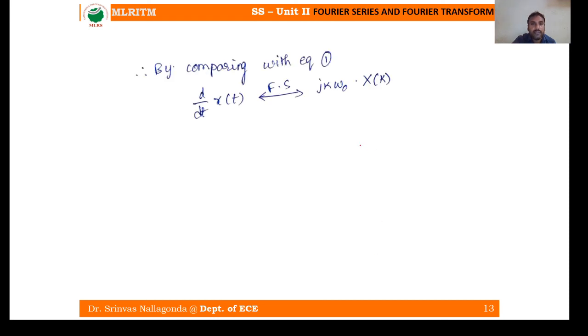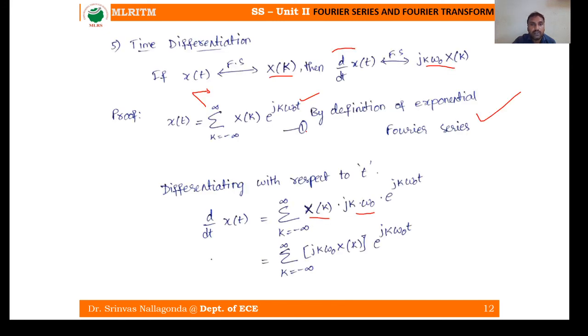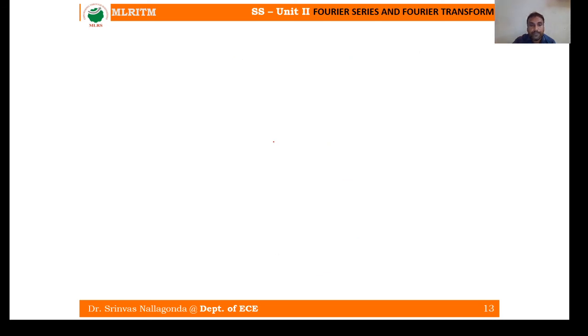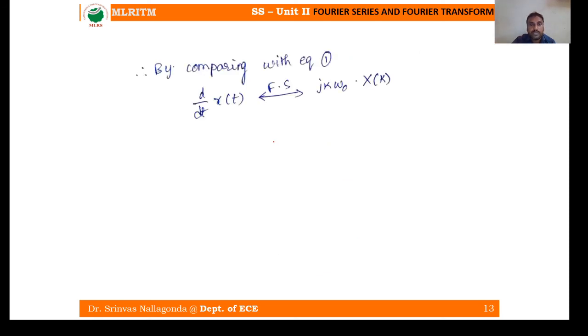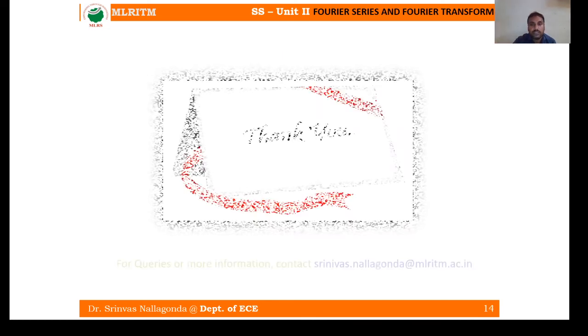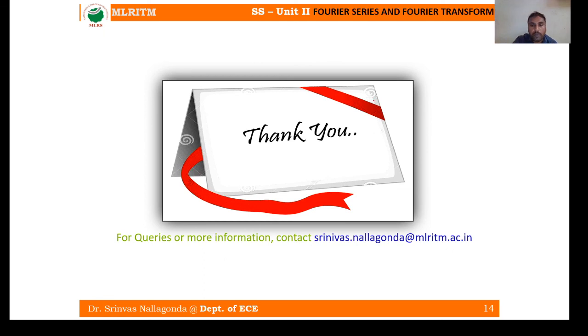So by comparing with equation 1, what is equation 1? This is equation 1. Now compare. So if this is x of t is equal to X of k, now you will get jk into omega naught into X of k. So this is the fifth property of the Fourier series.